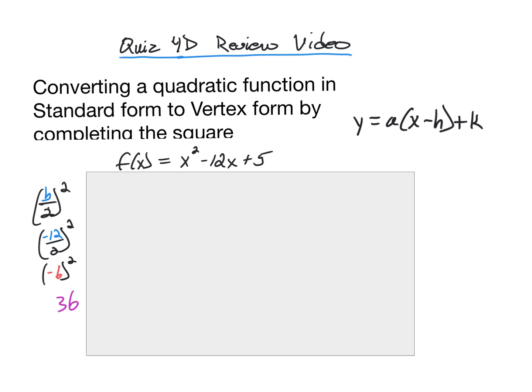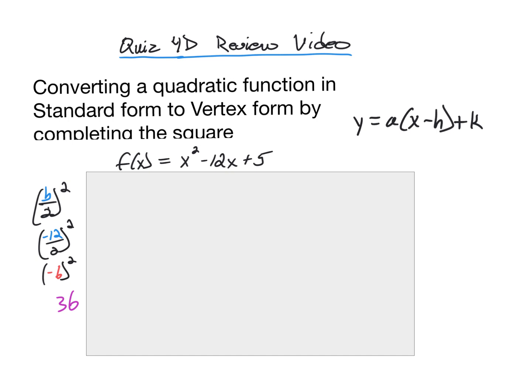Okay, in this quick video, I'm going to review our standard 4D, where we are converting a quadratic function in standard form to vertex form by completing the square. So here is the vertex form, y equals a times (x minus h) squared plus k. And we learned in class that the vertex is (h, k). But the function is given to us in standard form, ax squared plus bx plus c.